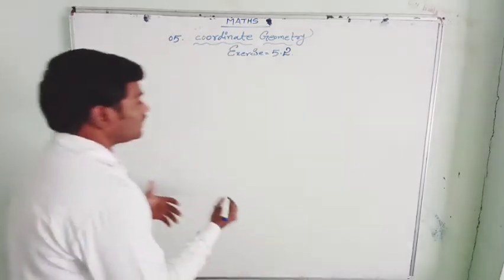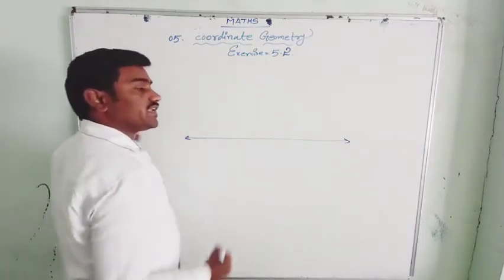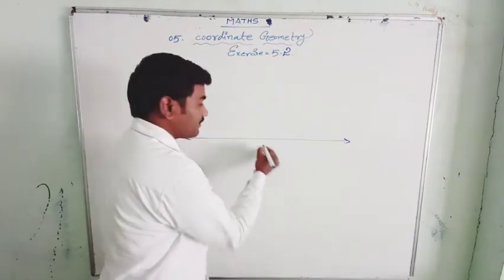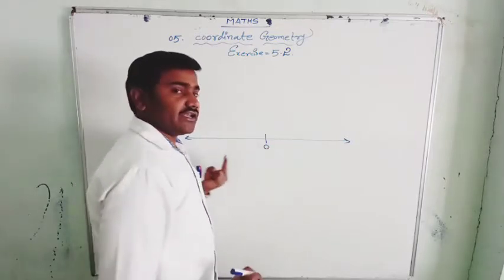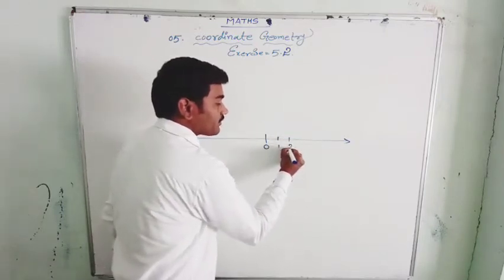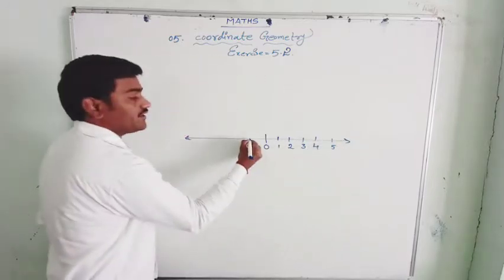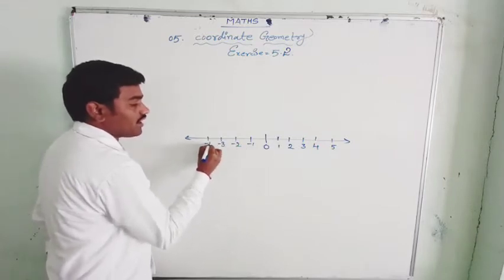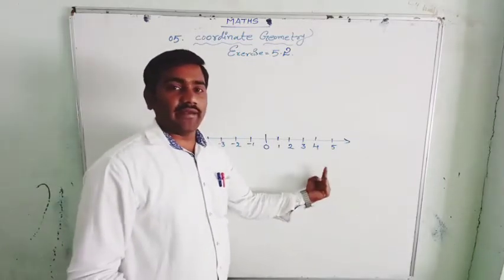To understand that, let me draw a horizontal line. This is a horizontal line. Suppose just imagine this line as an integer number line. We know that an integer number line contains positive numbers and negative numbers along with 0. The right side of the 0 will have positive numbers and the left side of the 0 will have negative numbers, with every number at an equal distance. So this is a horizontal line.